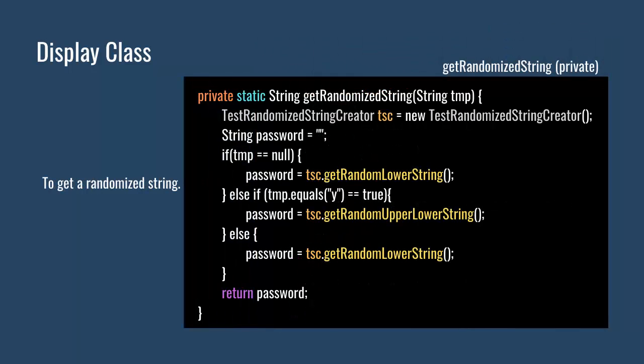The getRandomizedString method returns a randomized string using the getRandomLowerString or getRandomUpperLowerString method of the randomized string creator class. If a user inputs Y, a user can get a string that is randomized with uppercase and lowercase. But if not, a user can get a string that is randomized with lowercase only.